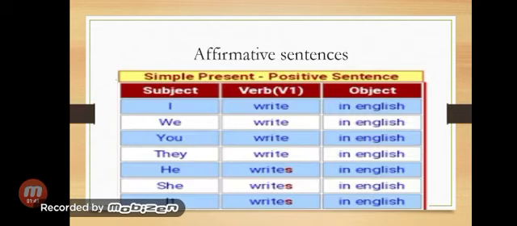For example, let's take examples of affirmative sentences. Here, I write in English, we write in English, you write in English, they write in English, he writes in English, she writes in English, it writes in English. In he, she, and it, we can see that we are using s because these are third person and singular.